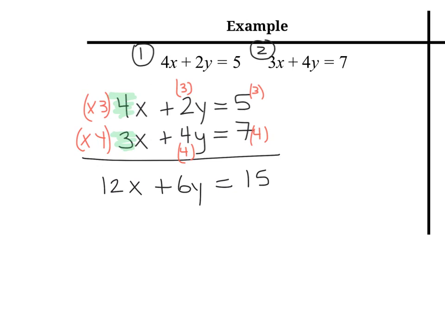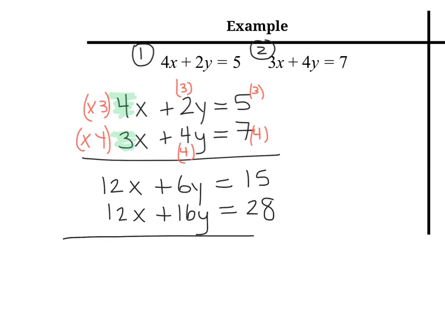In our second equation, we've got 3x multiplied by 4, which is 12x. Then we have 4y multiplied by 4, which is a positive 16y. We have an equal sign. And then we've got 7 multiplied by 4, which is 28. I'm going to put in another bar here.